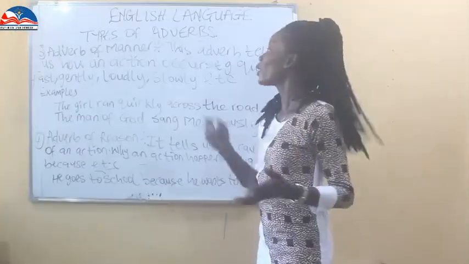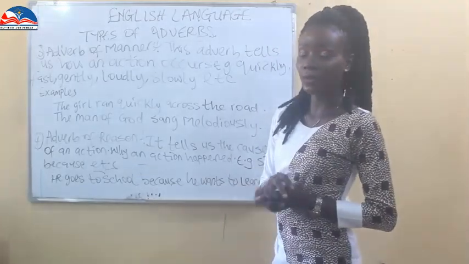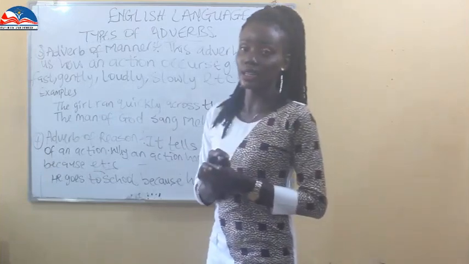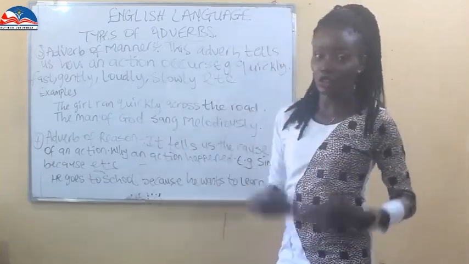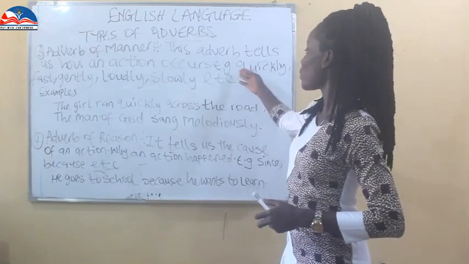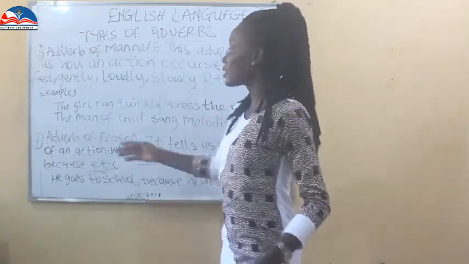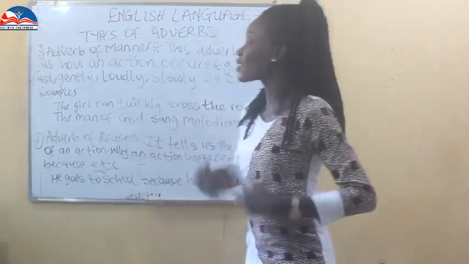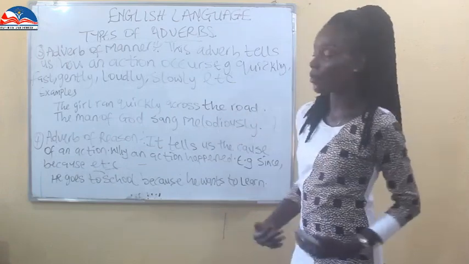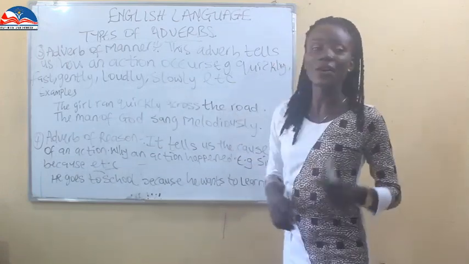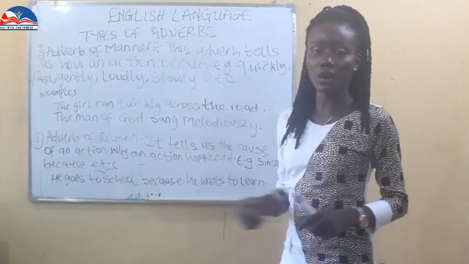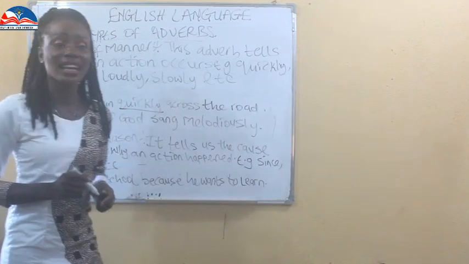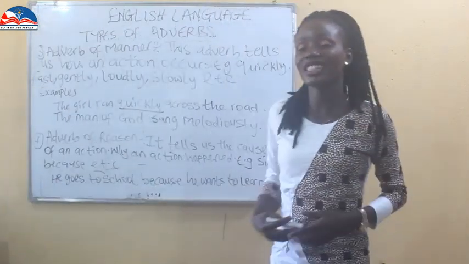The third type of adverb we have is the adverb of manner. This adverb tells us how an action occurs. Examples are quickly, fast, gently, loudly, slowly, etc. Example: the girl ran quickly across the road. Quickly is the adverb of manner, telling us how an action takes place.